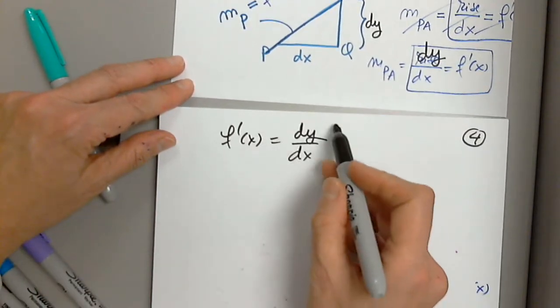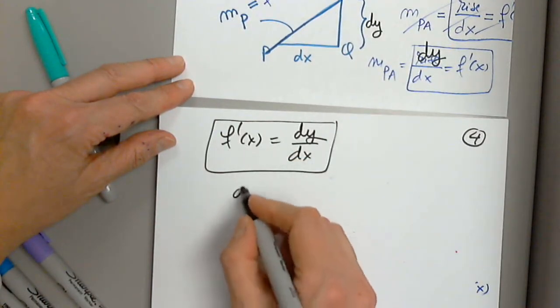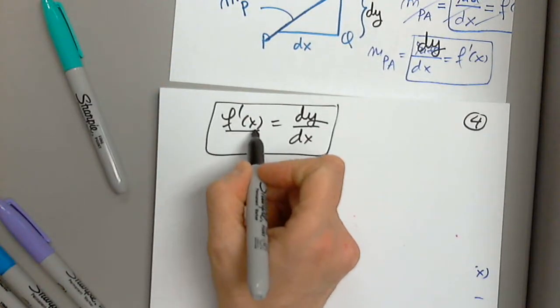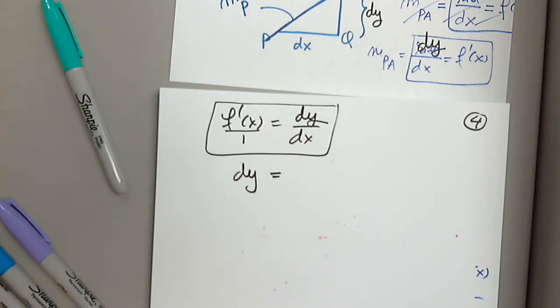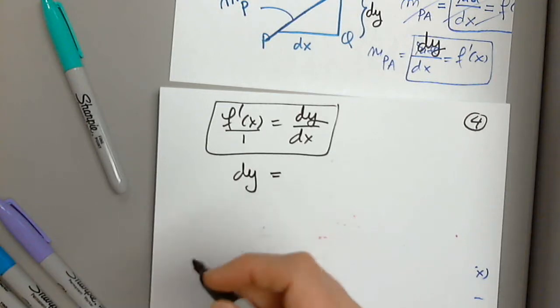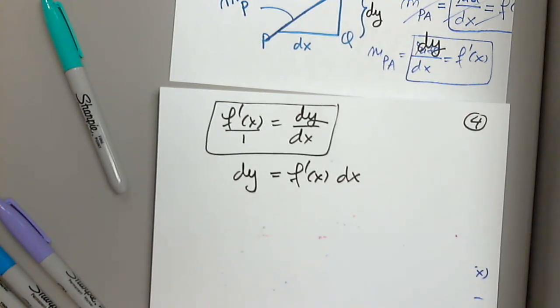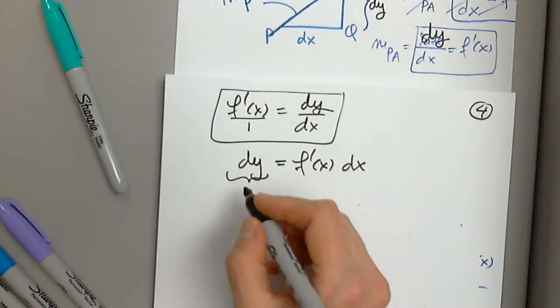So now solve this equation for me for dy. Let me give you a hint. Yes, we just write it like this. So what does this represent? It is the differential of y.